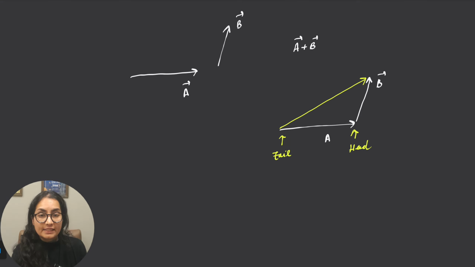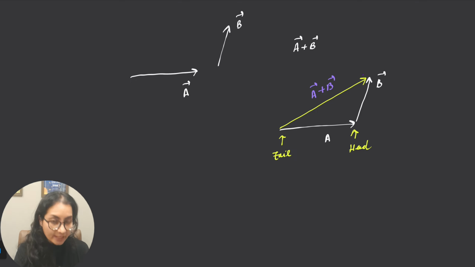So there are two possibilities to complete a third side. Either from the head of B to the tail of A, or from the tail of A to the head of B. So you have to complete the triangle side from the tail of A, right? So this is my triangle. This is called the A plus B vector, or the resultant of A and B.